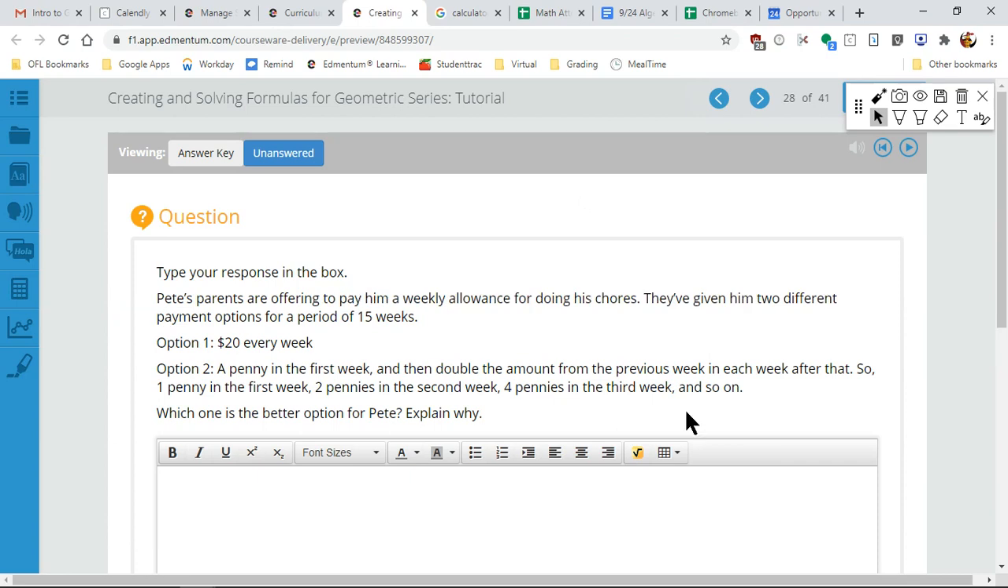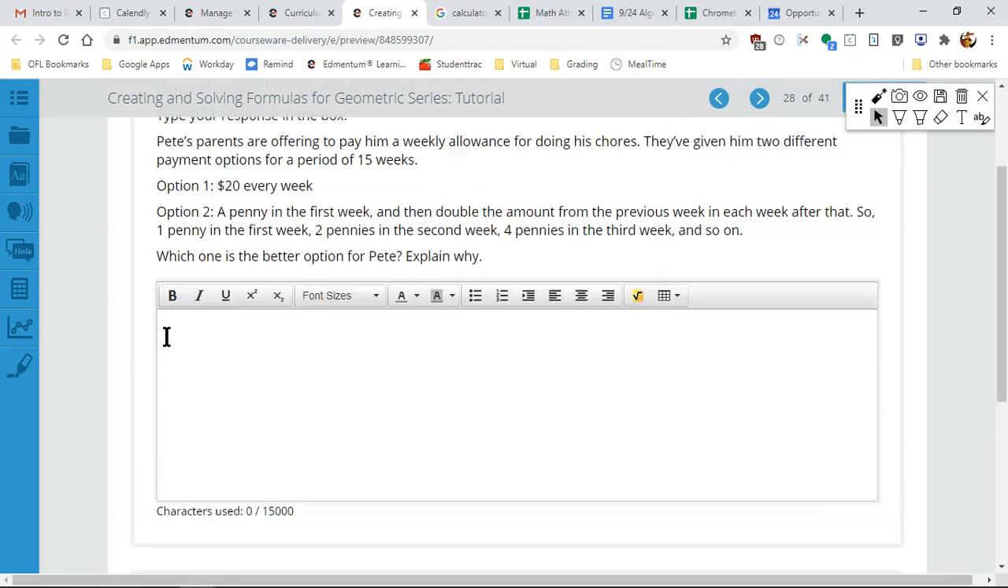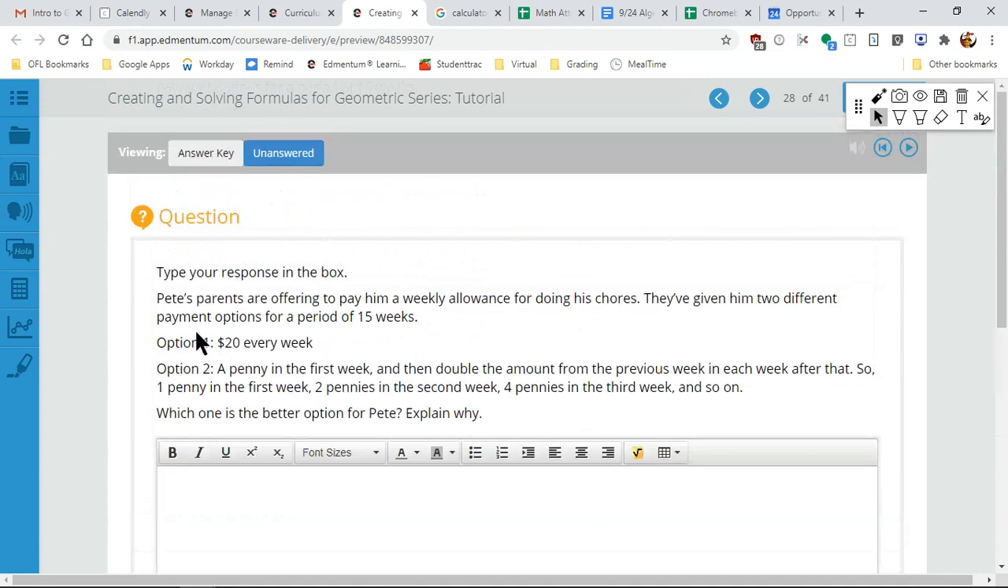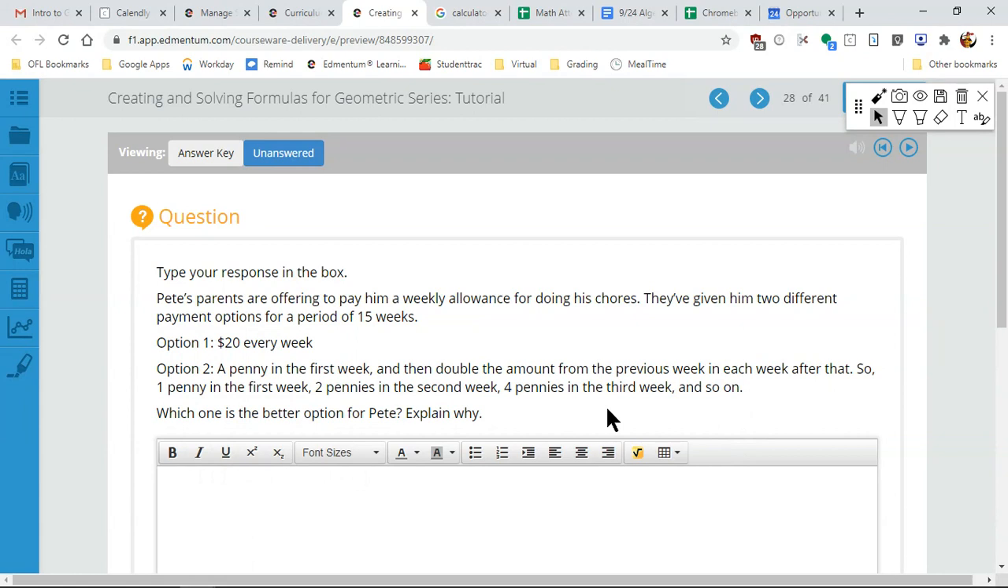Carter, so your parents are offering you 2 options for your allowance to do your chores. So your parents are giving you money. Given 2 different payment options for 2 weeks. So, Carter, do you want to get $20 every week? Or do you want to start off with a penny and that penny doubles every week after that? Which one do you think you want to get, Carter? Start off $20 a week flat, or you just get a penny the first week, 2 pennies the next week?